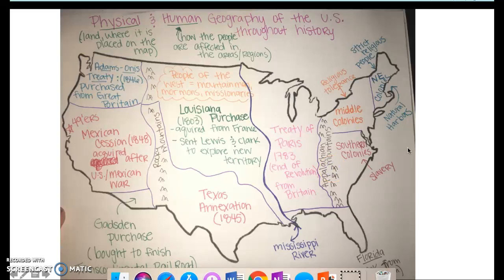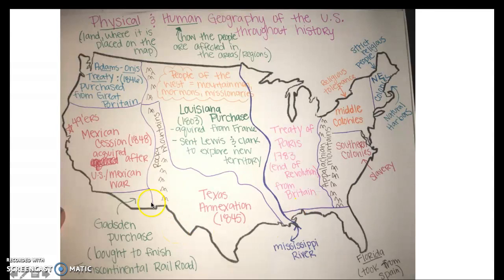Alright guys, so we should be finished with our map now, and this is what it should look like. Remember, we just filled in the Gadsden Purchase, where we bought this little area right here, to finish off the Transcontinental Railroad. Remember, that was a railroad that went all the way from this side of the country up to this side. It went across the entire continent. So it's called the Trans, which means across, Continental Railroad.